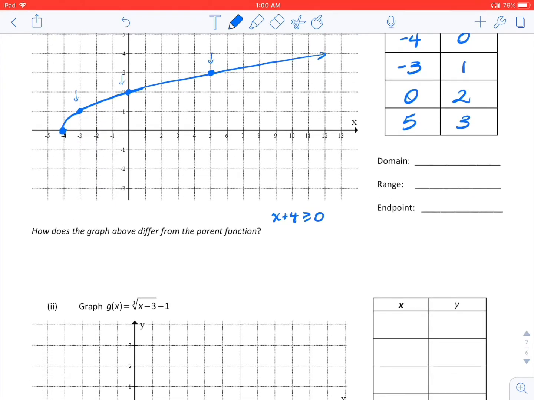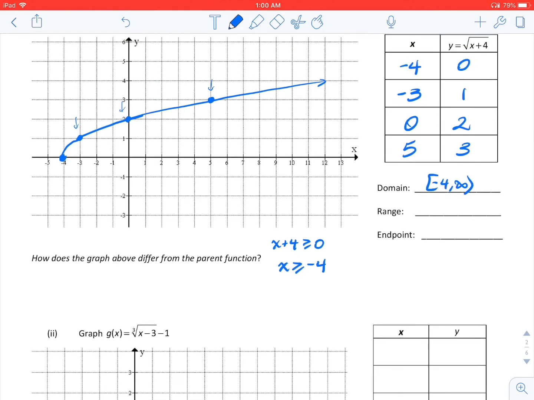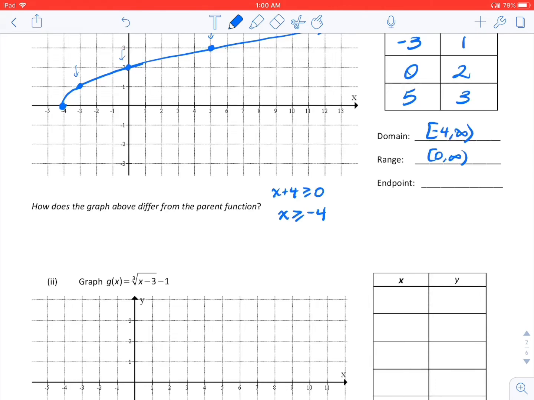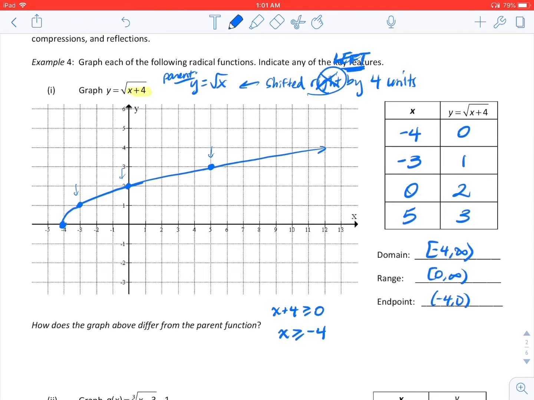From there, that gives us an appropriate inequality that we can solve to determine what the domain is: x greater than or equal to -4. Since x is greater than or equal to -4, that means the domain has to be all values greater than -4, including -4. The range doesn't change because there's no vertical shift in this case, so 0 to infinity. The endpoint does shift to (-4, 0). If there are any questions, feel free to ask them now.